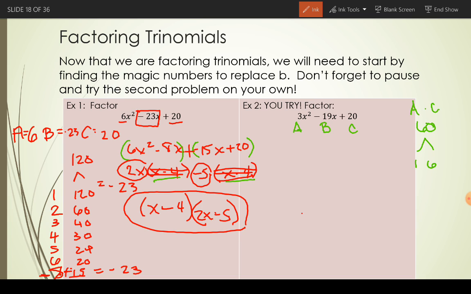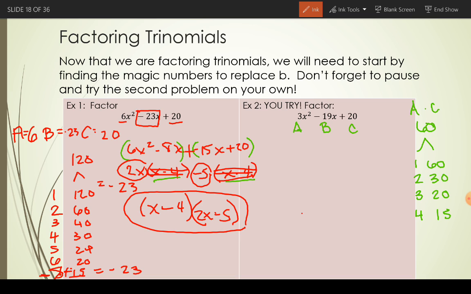Well, 1 times 60 is 60, but when I add them, I don't get negative 19. 2 times 30 is 60, but when I add those two numbers, I get 32. That's not negative 19, so that doesn't work. 3 and 20 multiply to 60, but add to 23. Not negative 19, so that doesn't work. 4 and 15 multiply to 60 and add to 19. Close enough. Okay, it's not negative 19, but it is the value 19, so I know I'm close.